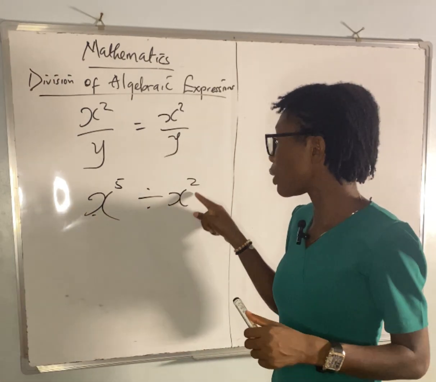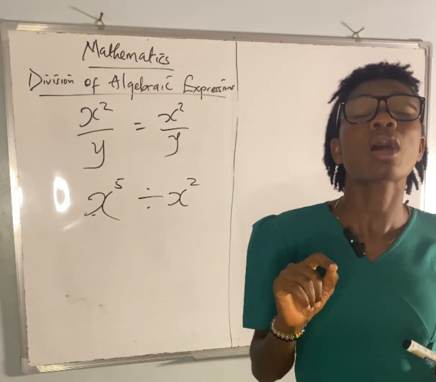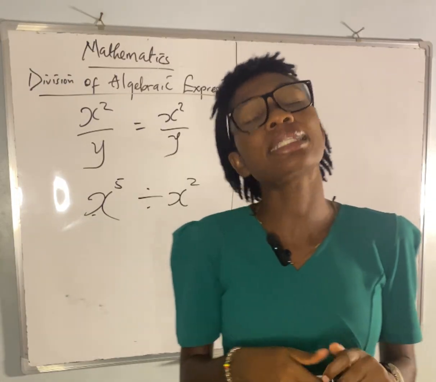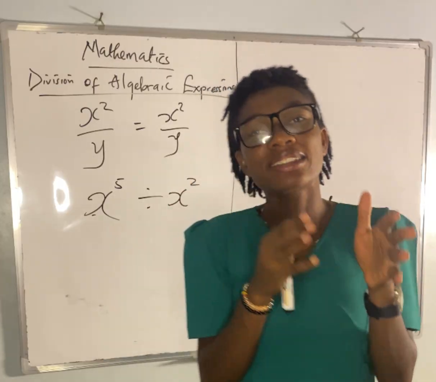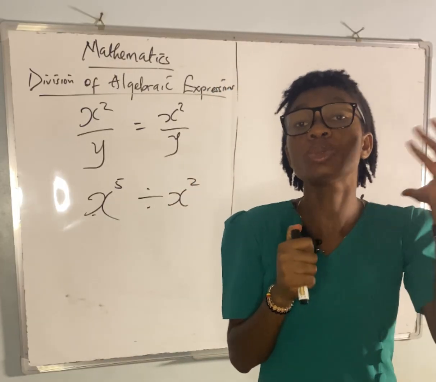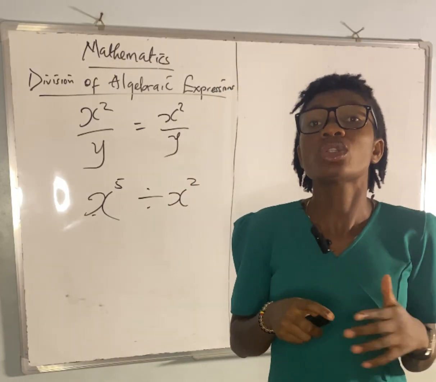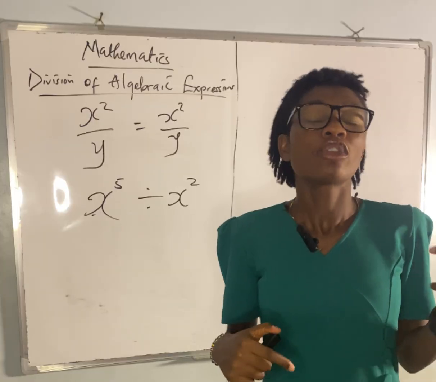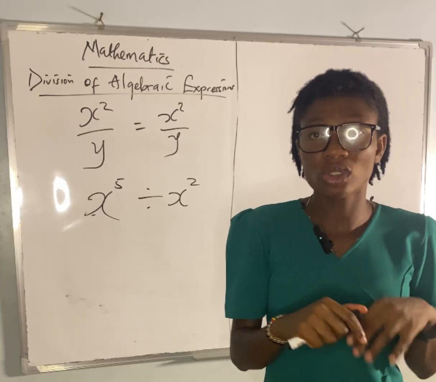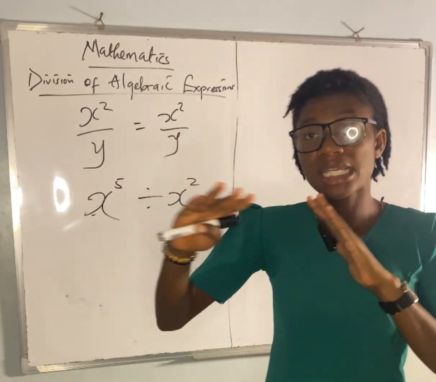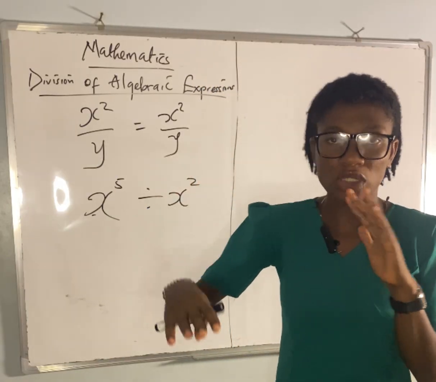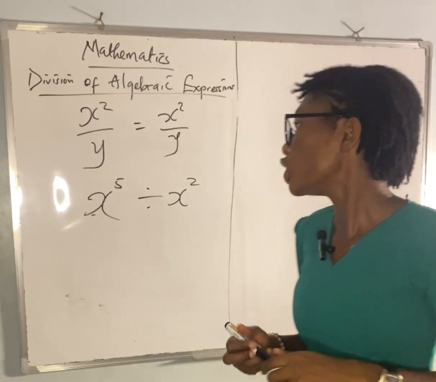We subtract the power of the divider from the power of the divided. That is the one that we are dividing. Or let me use the word numerator, denominator. So we subtract the power of the denominator from the power of the numerator. That is where the same variables, the same base, or the same numbers, whenever we are dividing. Okay, so this is it.